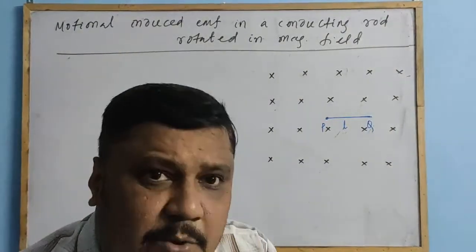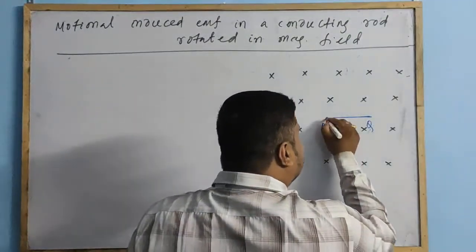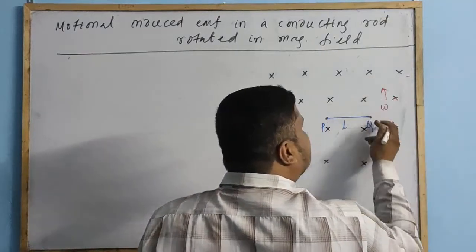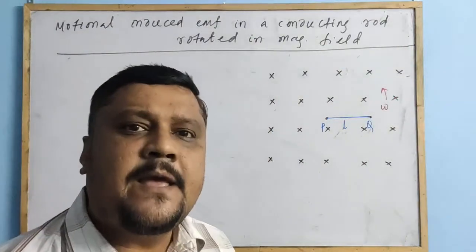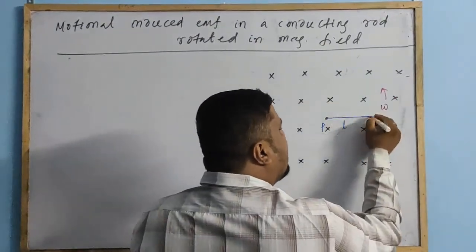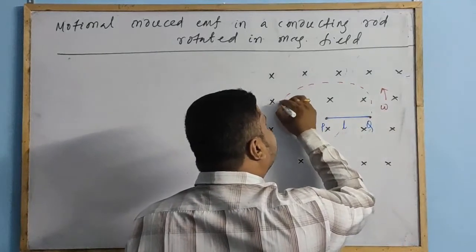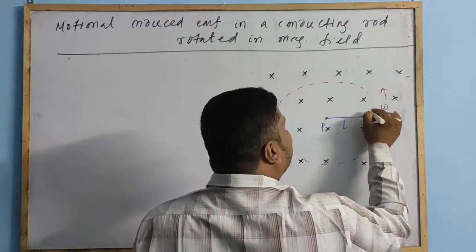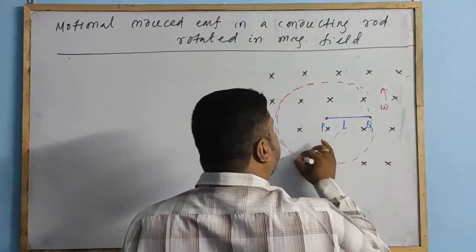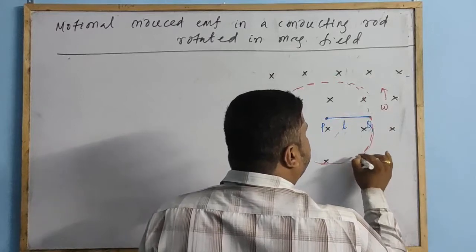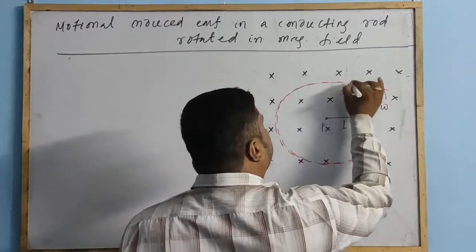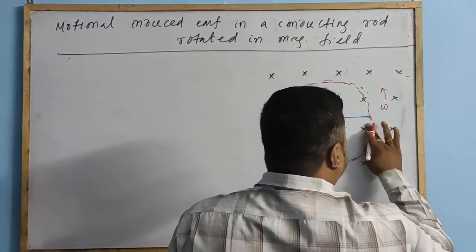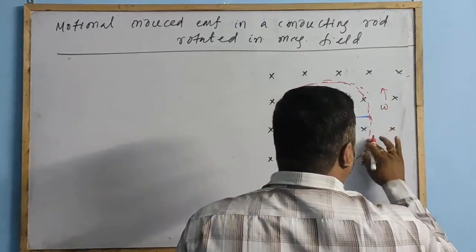So when this is rotating, this end is fixed, and the other end is moving with angular speed omega. It is rotating like this, angular velocity omega. So it will rotate like this. This rod is rotating like this. Let me write like this.